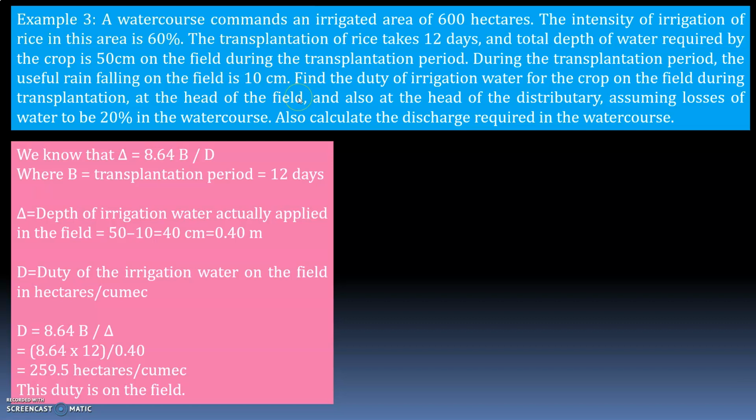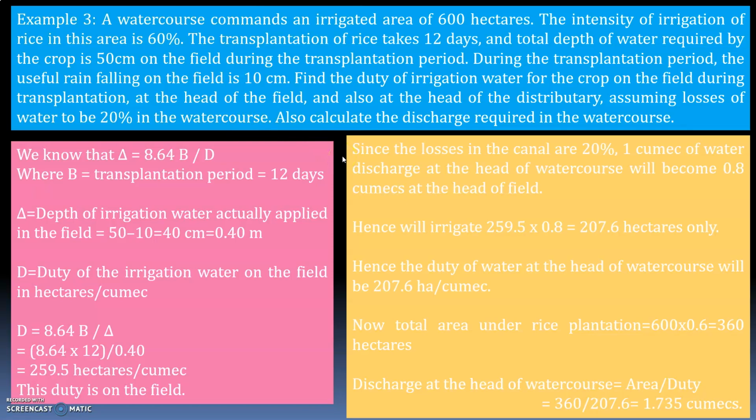Now at the head of the field we have to find, and also at the head of the distributary, assuming losses of water to be 20% in the water course. So now here you have to consider there is a loss of 20%. So all of us know 1 cumec of water discharged at the head of the water course will become now 100 minus 20, that is 80%. So means 0.8 cumec at the head of the field. So water available at the head of the field is only 80%. So that is nothing but 0.8.